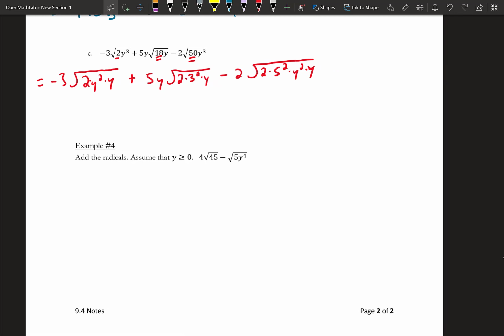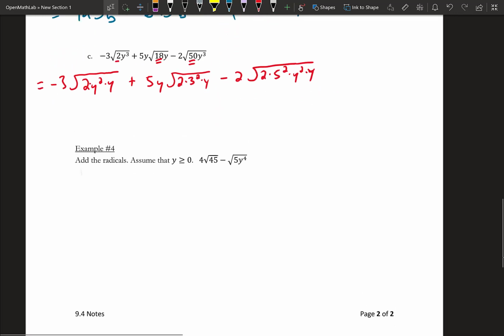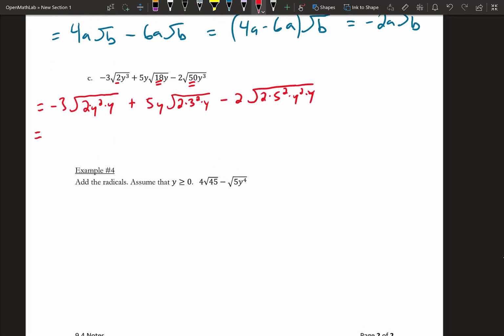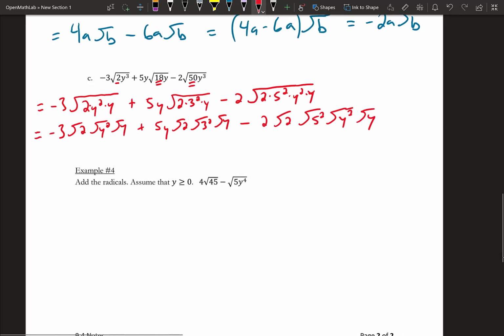So then this just maybe puts it in a little easier form. So then we can use the multiplication property of radicals to rewrite this as radical 2 times the square root of y squared times radical y, plus 5y times radical 2 times radical 3 squared times radical y, minus 2 times radical 2 times radical 5 squared times radical y squared times radical y. Right, so we can split those apart for each factor.